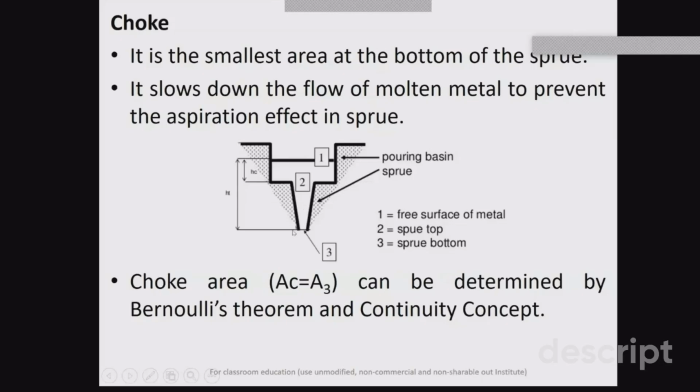In order to reduce that aspiration effect, you have to reduce the cross section of your sprue, and this reduced area is known as the choke. And we have already calculated this choke area with the help of Bernoulli's theorem and continuity concept that we have already studied in our previous lecture.